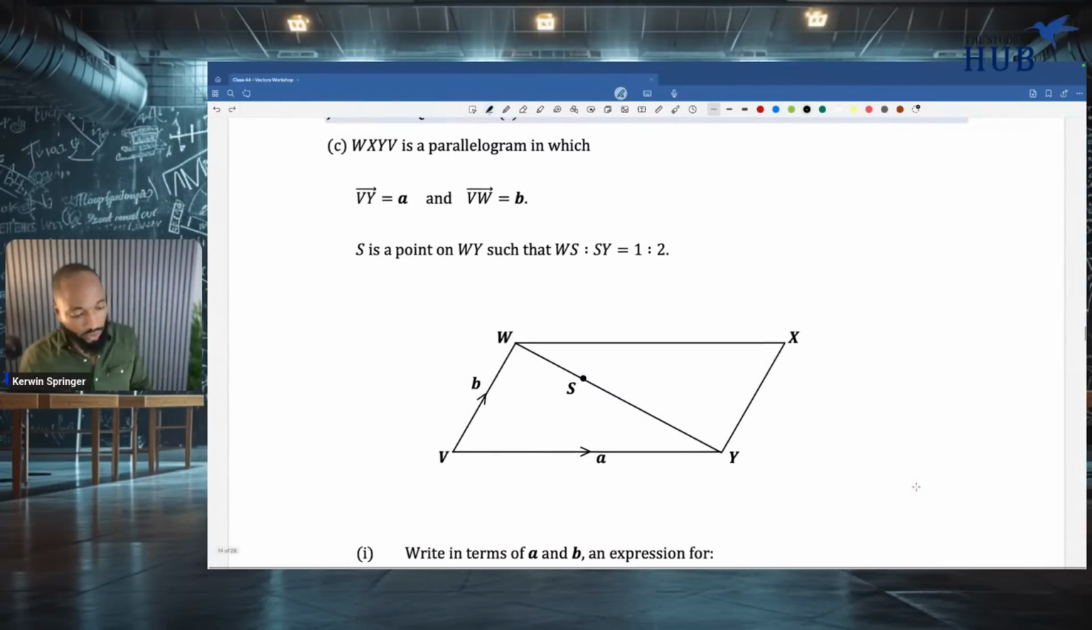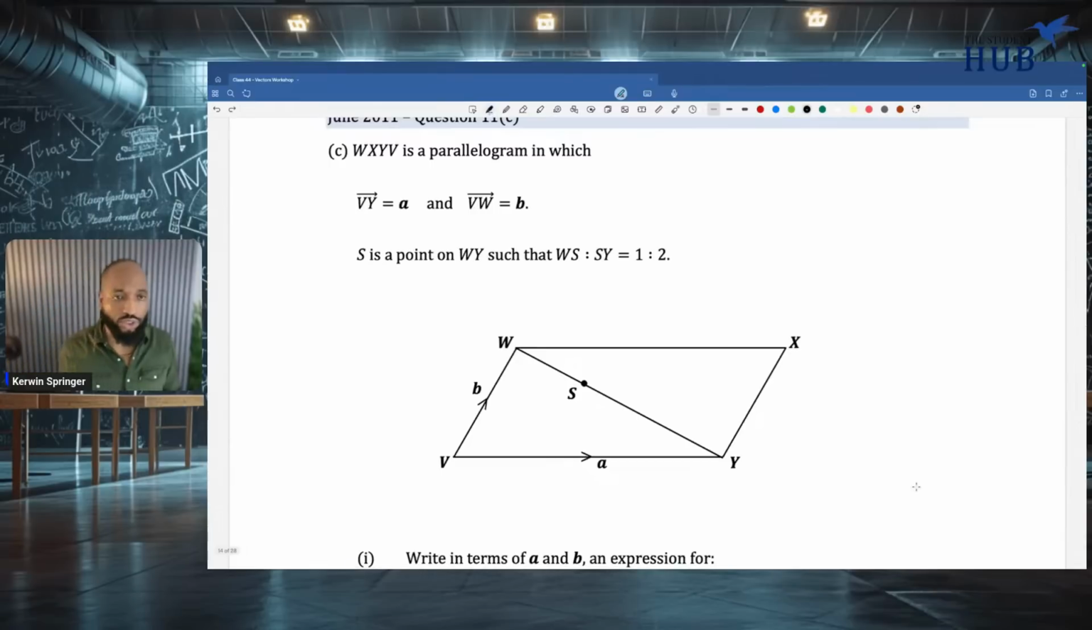All right, WXYV is a parallelogram in which WV is equal to A, VY is equal to B, and S is a point on WY such that WS to SY is 1 to 2. This is the tricky one.